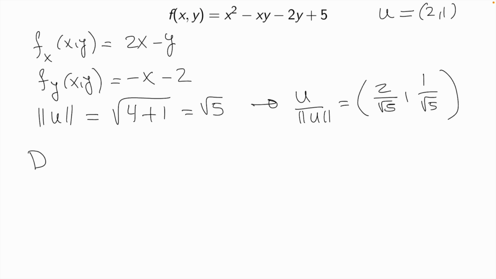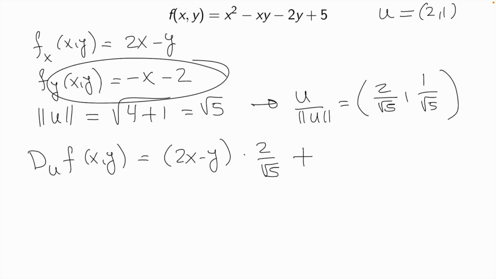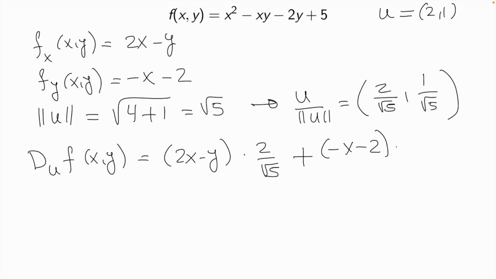And so the directional derivative in the direction of the vector u of the function f at the point (x, y) is going to be equal to the partial derivative with respect to x, which is 2x minus y, times the first component of the vector, which is 2 divided by the square root of 5, plus the derivative with respect to y, which is minus x minus 2, times the second component of the vector, which is 1 over square root of 5. Okay, and now we do the operations here.